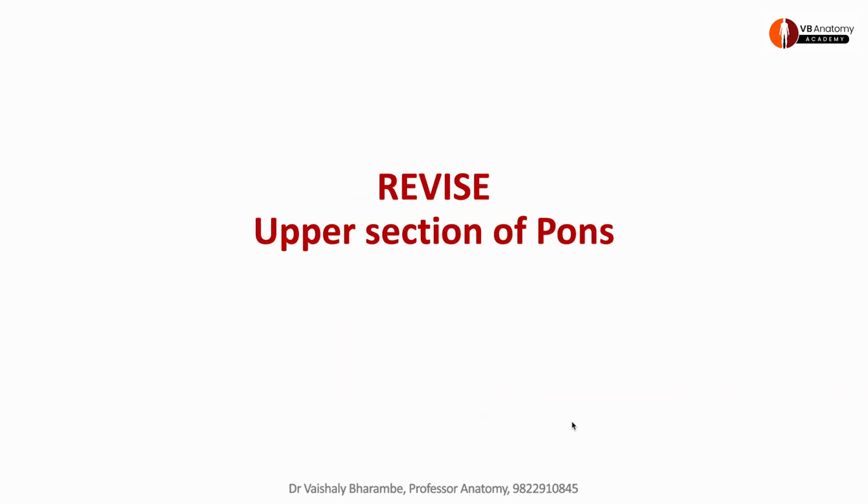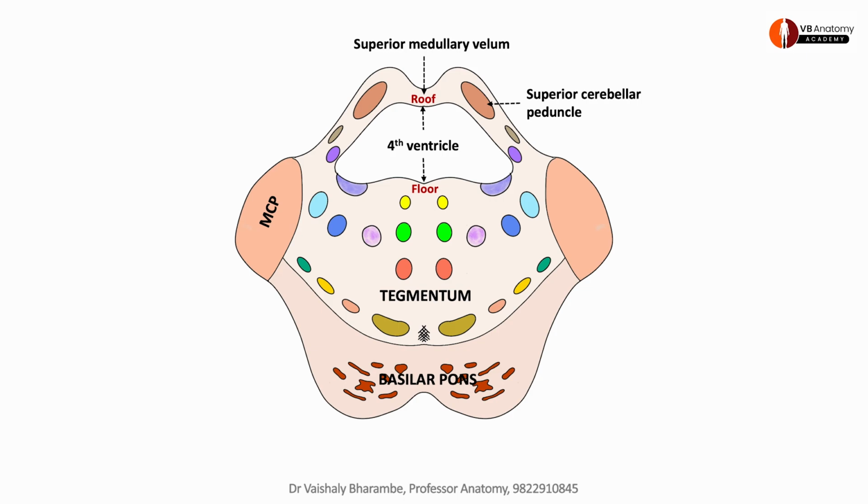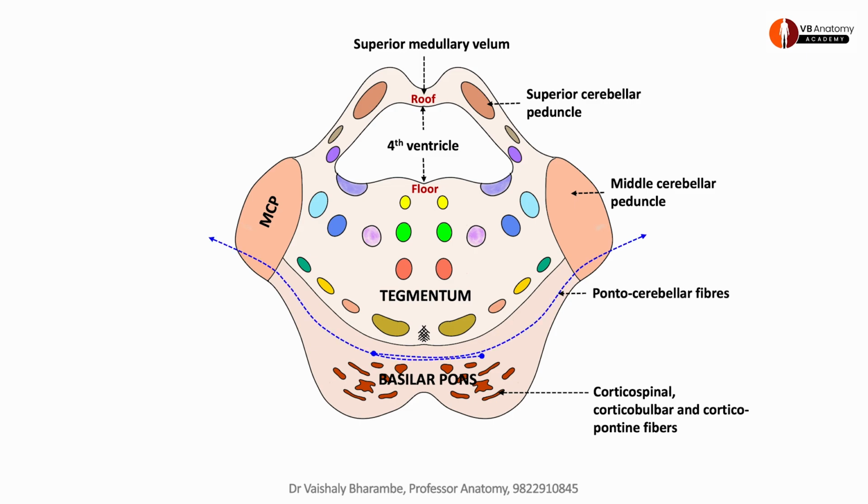Let's revise this section once. This is a diagram you've drawn. Here is the basilar pons, the tegmental pons, and this here is the floor and roof of fourth ventricle. Roof formed by superior medullary velum and superior cerebellar peduncle. Here on the side you can see the middle cerebellar peduncle. These are the corticospinal, corticobulbar and corticopontine fibers seen in form of such small bundles. These are the pontocerebellar fibers crossing to the opposite side cerebellum through the basilar pons.